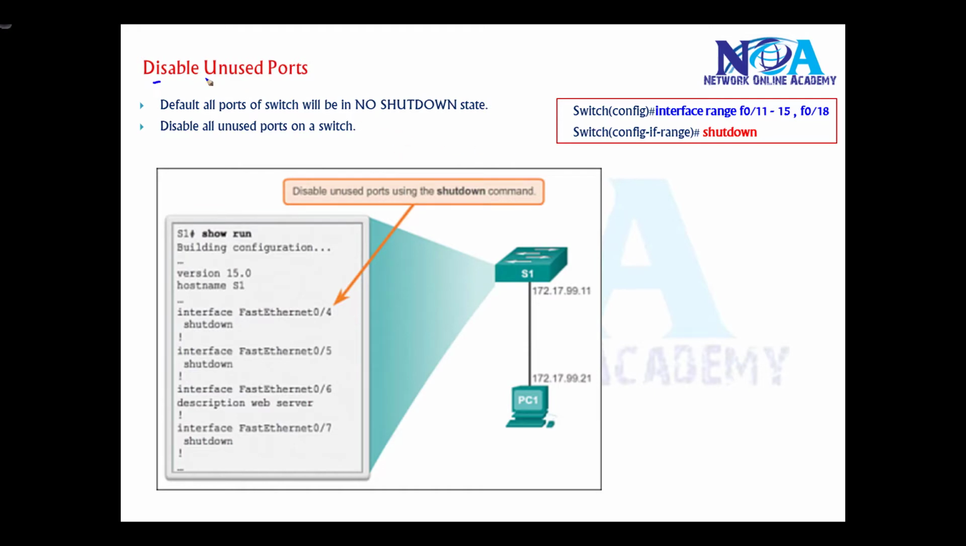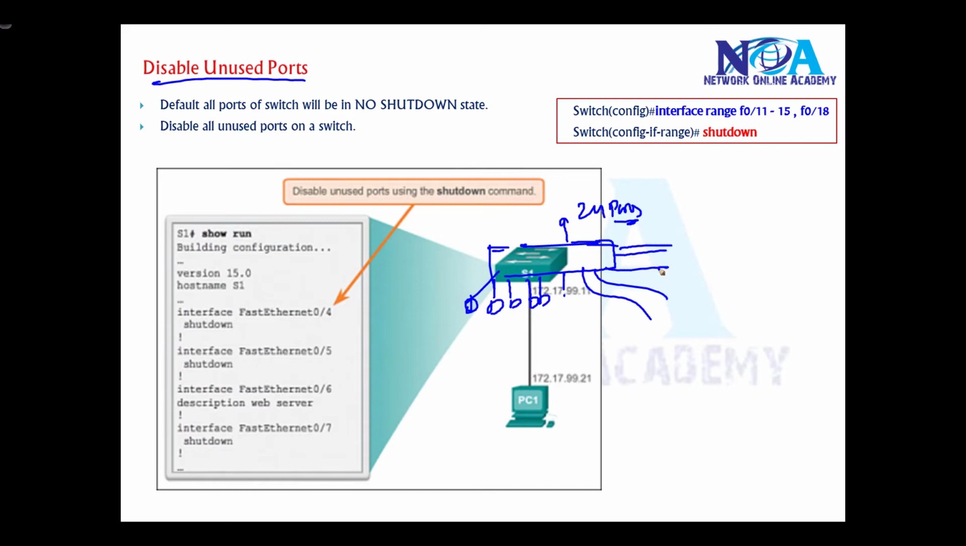One of them is disabling the unused ports. Let's say this is my switch, and typically most switches support around 24 ports or even more than that. Now, maybe most of these ports have some pre-cabling done, which goes through different cabins, and maybe there are some stations where there is no computer connected.